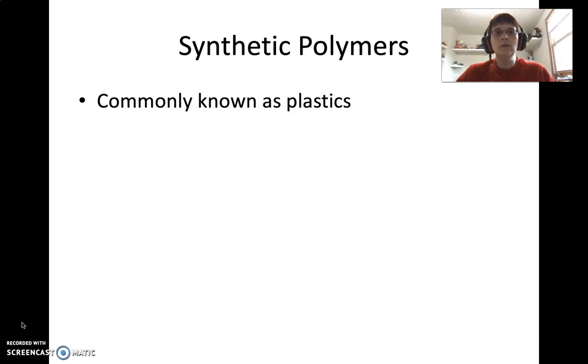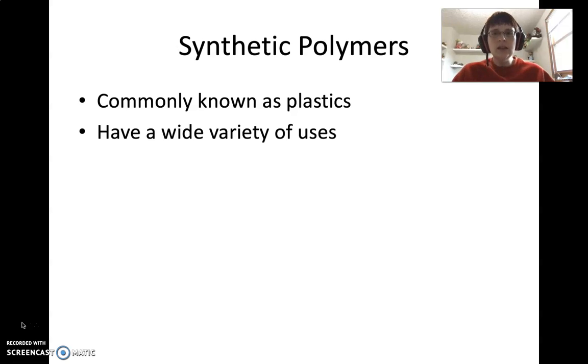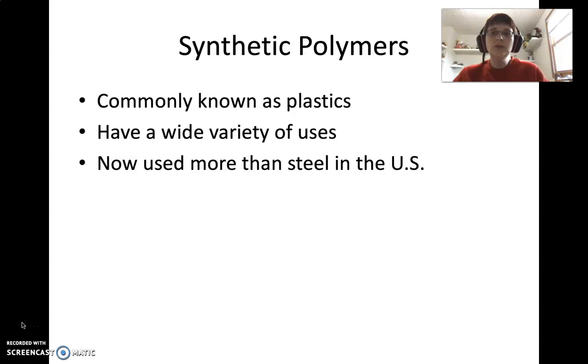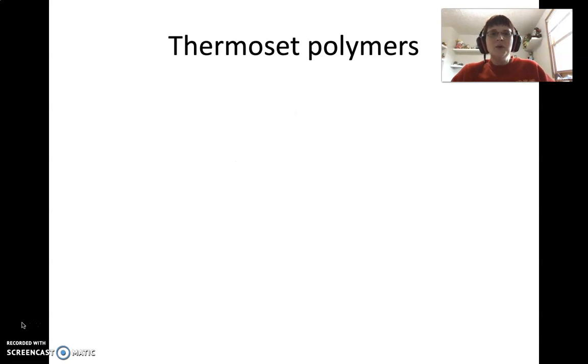And you are very familiar with these because you really can't go anywhere in today's world without running into a synthetic polymer. The thing is, these are widely popular because they have such a wide variety of uses. They have replaced so many materials because they are generally less expensive, and in some instances, they are actually more durable. They are actually now used more than steel in the United States. So they are actually very, very popular. So let's talk about the different types of synthetic polymers.